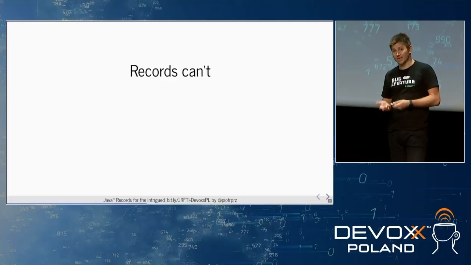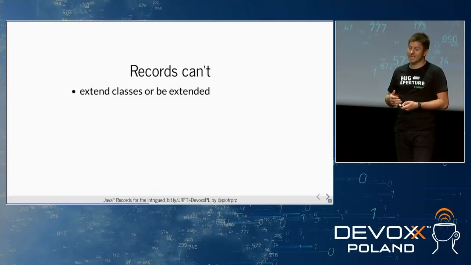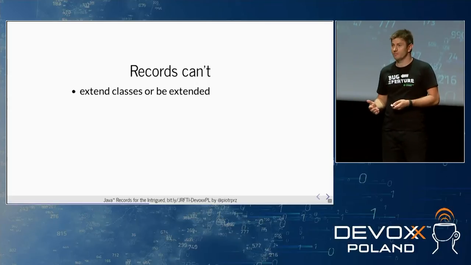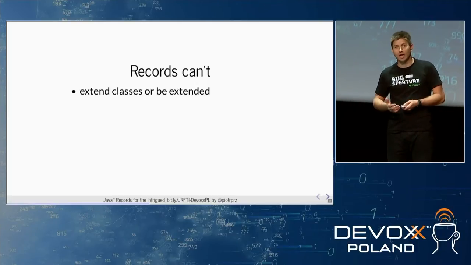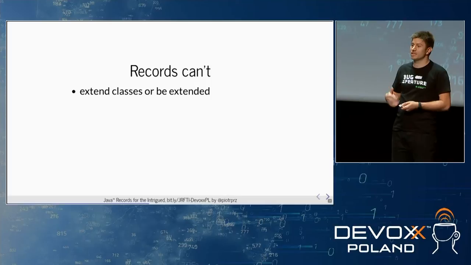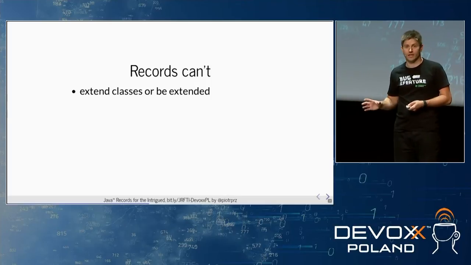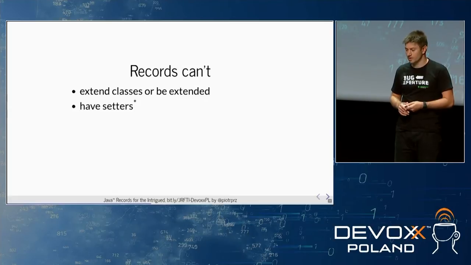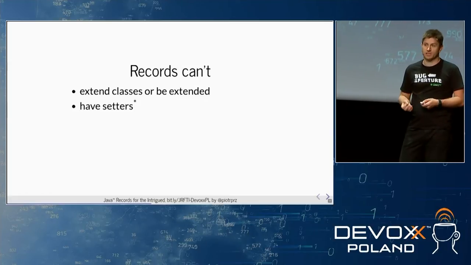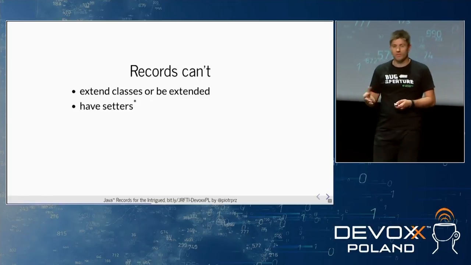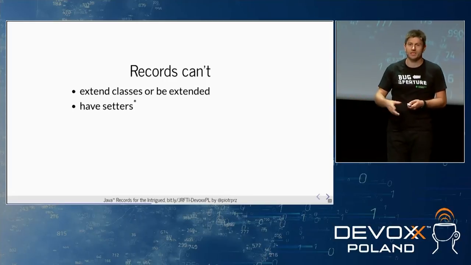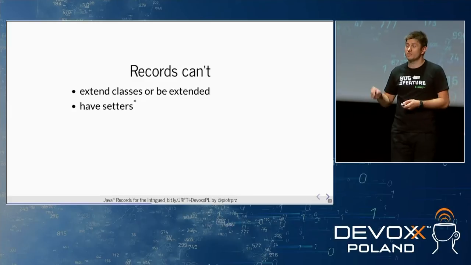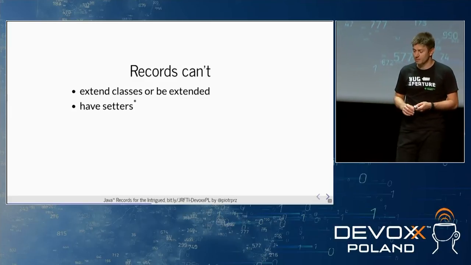What records can't do is that they cannot be extended, and they cannot extend anything. Basically, they are always final, and they always implicitly extend java.lang.Record, and that's all when it comes to extending in records. And they cannot have setters, unless we have methods mutating the components which are inside the components, but remember, that's not a transparent carrier of immutable data, right?